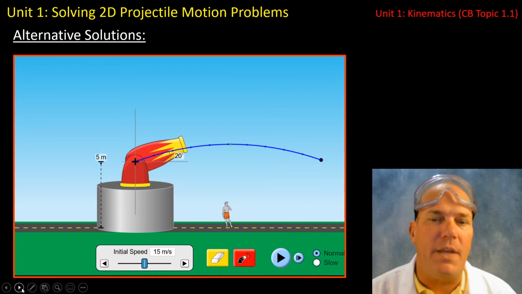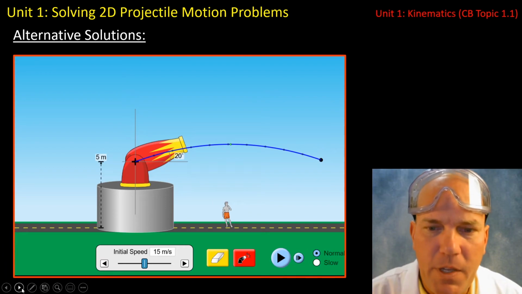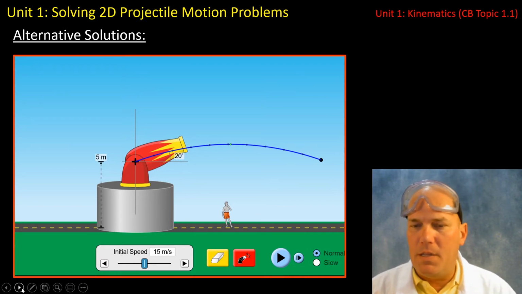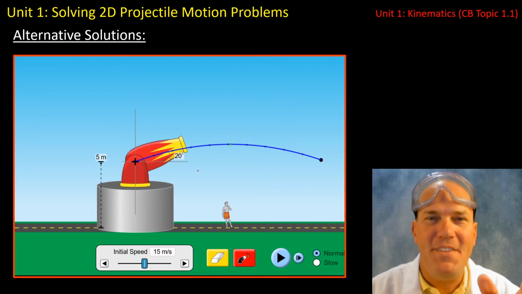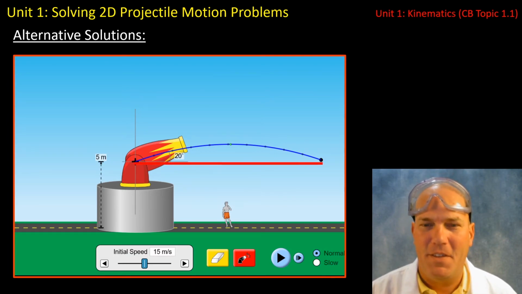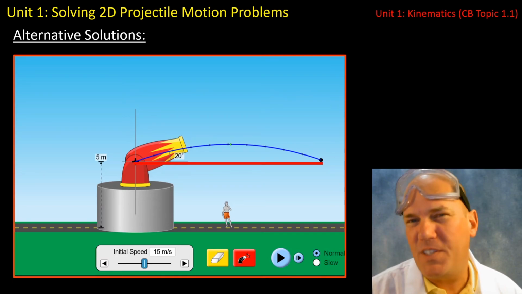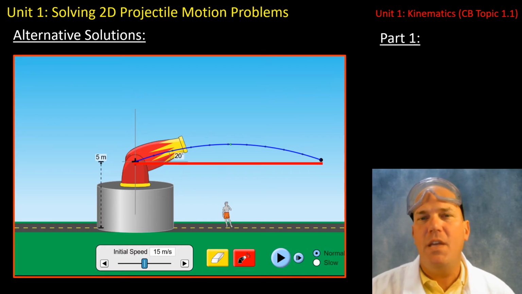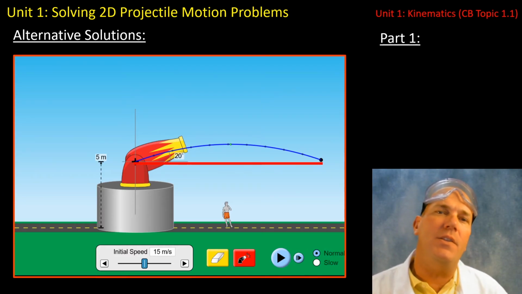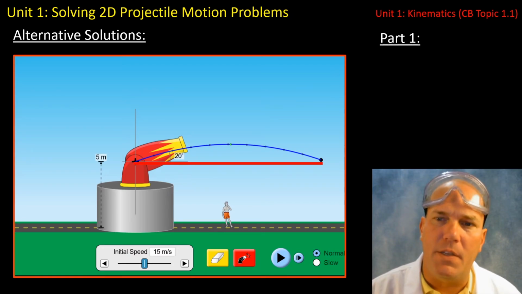Let's look at this real quick. Here, I've taken a screenshot when the ball is in this exact location. Maybe you see the symmetry here. I do. And remember, we can use symmetry of motion strategically to solve these problems. If we use symmetry here, we can break this into two parts. Part 1 is on the screen.